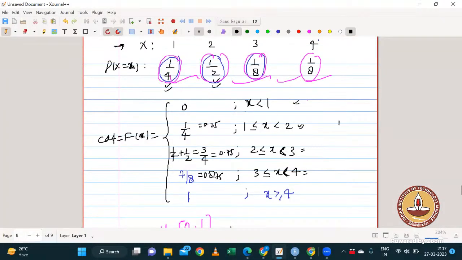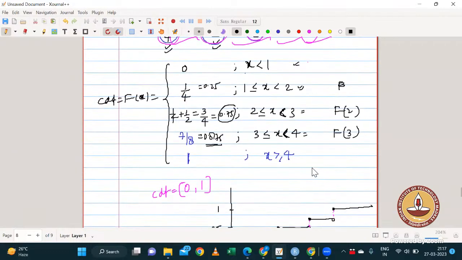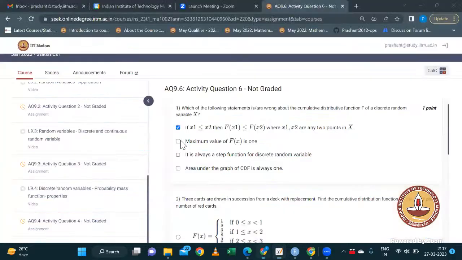Why is it increasing? What is the value of f of 2 here? Let's say f of 2 is 0.75, right? Yes. And if you take f of 3, it's 0.875. So if x1 is less or equal to x2, that means 2 is less or equal to 3, so f of 2 should be less or equal to f of 3, right? Yes, sir. So this is correct, but according to this question, this is the wrong option. Maximum value should be 1. It is always a step function.